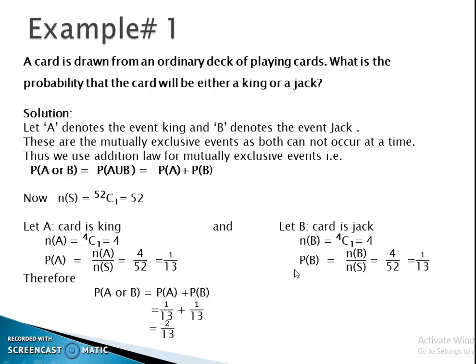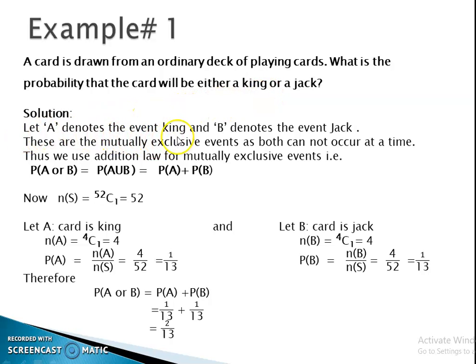Example number 1. A card is drawn from an ordinary deck of 52 playing cards. What is the probability that the card will be either a king or a jack? We know that there are 52 playing cards and we have to draw one card and we have to find the probability that the card will be either a king or a jack.